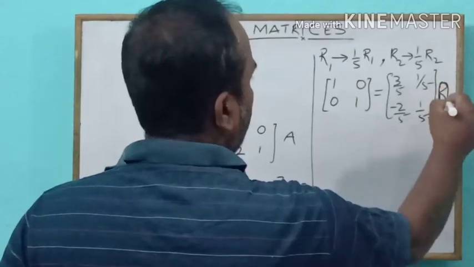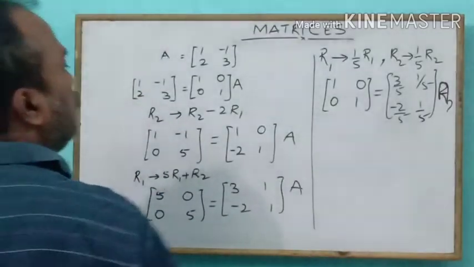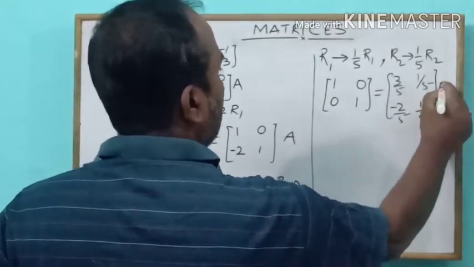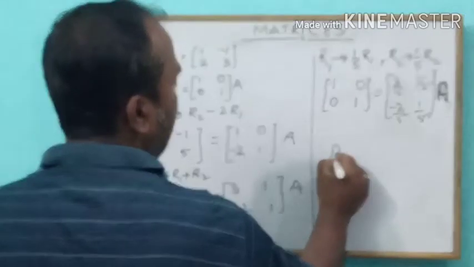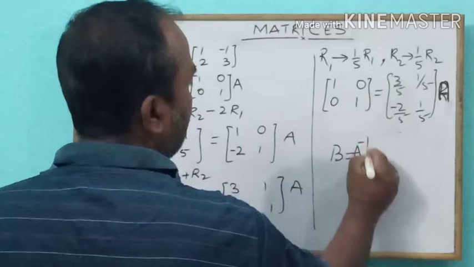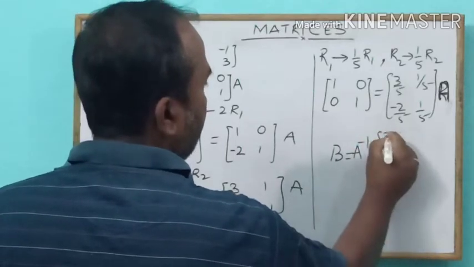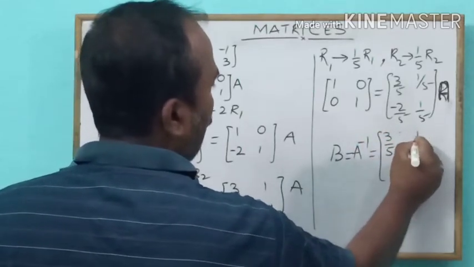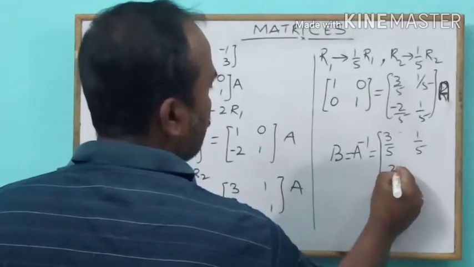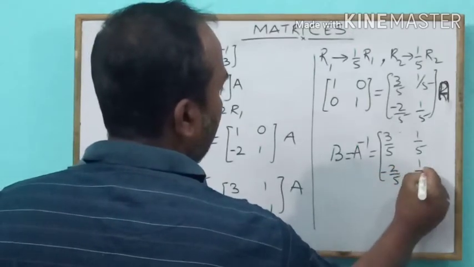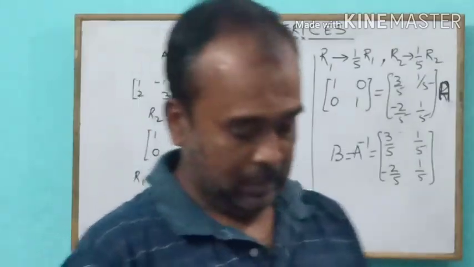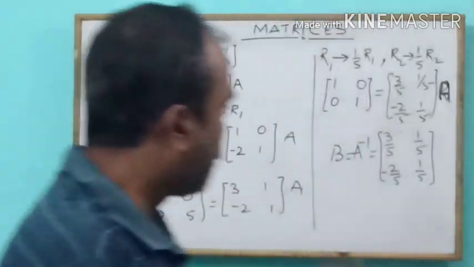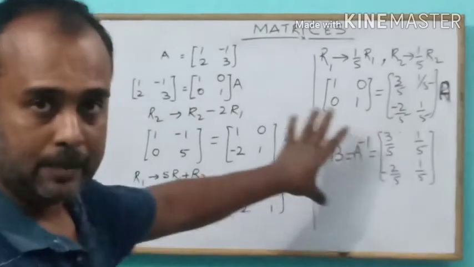This is A. So this matrix which we have got, let us name it B, known as A inverse, is 3 by 5, 1 by 5, minus 2 by 5, 1 by 5. I think we have understood how to find the inverse.